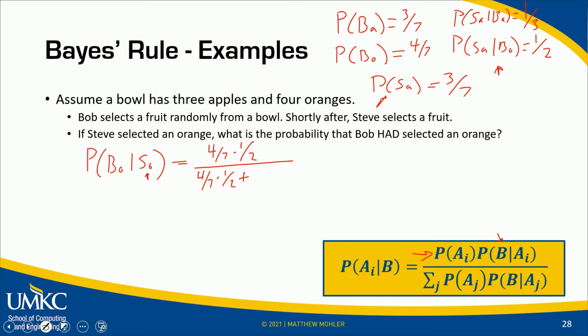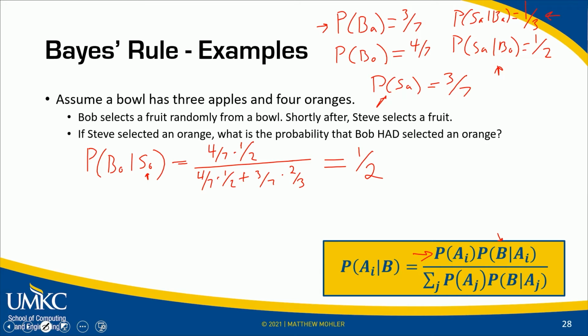So this is now going to be the 3/7, the probability of Bob selecting an apple, multiplied by the complement of this value here, saying that Steve selected an orange, given that Bob selected an apple. And that would be 2/3. So plugging all of these values in, you guys can do that on a calculator if you'd like, but we'll find that this is equal to 1/2. Again, it's just number crunching at this point.